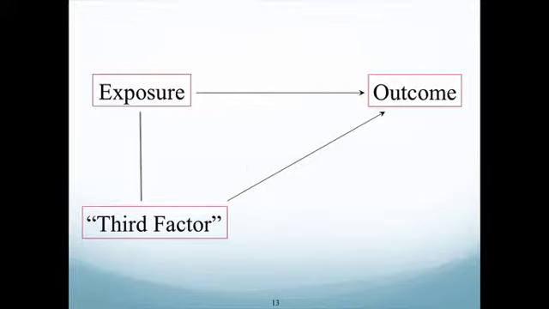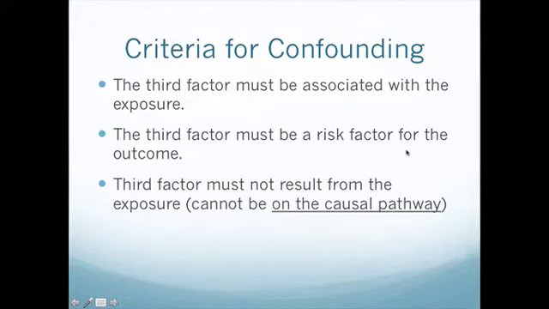Okay, so as I introduced you to before, confounding is often represented by this triangle. The triangle is our exposure-outcome relationship, and then we include our third factor, which, and we'll go through the rules in a little bit, needs to be associated with our exposure and a risk factor for our outcome. And that's how we develop our triangles.